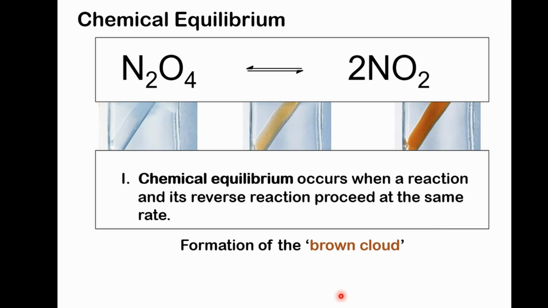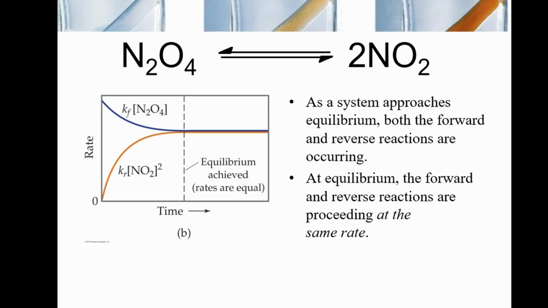Chemical equilibrium occurs when a reaction and its reverse reaction proceed at the same rate. That's why we do the kinetics before the equilibrium. At the beginning, this is rushing over to the product. And as soon as some product forms, it can react and become reactant. But when these rates are equal, we say equilibrium has been established.